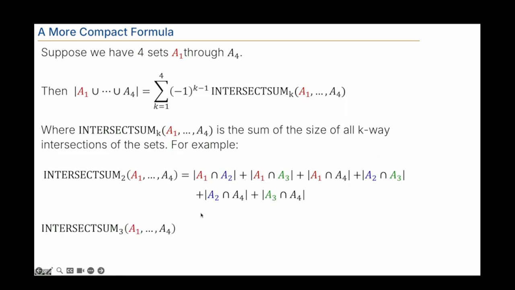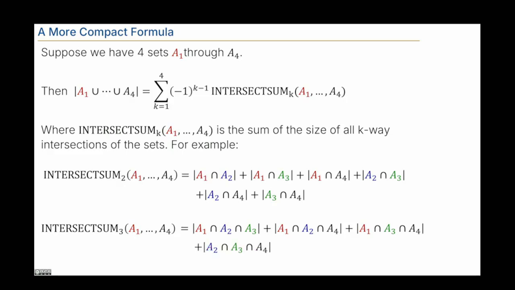What about intersect sum 3? Well, that's going to be these 3-way intersections. And am I missing anything? Are there any 3-way intersections you might observe? There's one. 2, 3, and 4. So we missed that one when I first showed it to you. And that right there is a sum of the sizes of these 3-way intersections because I picked k equals 3.